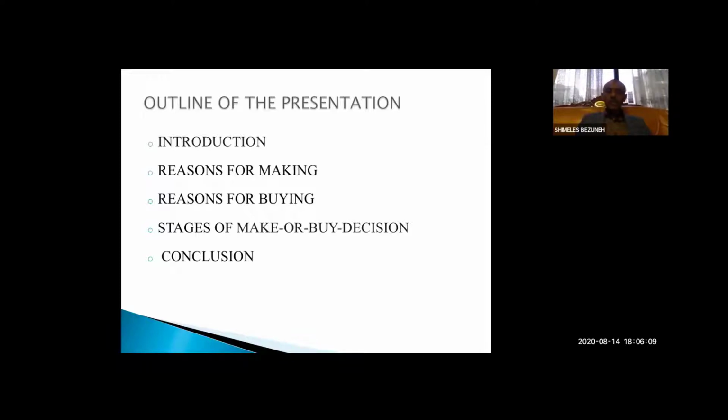In the second outline, we'd like to see reasons for making. When a company prefers making to buying, what are the reasons why they want to make? And in the third, we'll also see the buying reasons. When the company prefers buying to making, what are the reasons for buying? Then in the fourth, we'll see the stages for make or buy decisions. Any company does not spontaneously simply take either make or buy. They have their own stages in order to arrive at the decision. And we'll see the conclusion last.